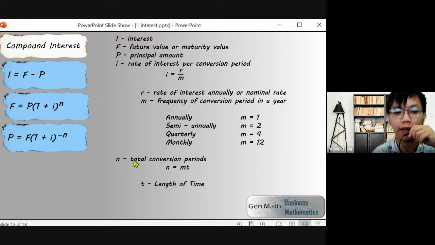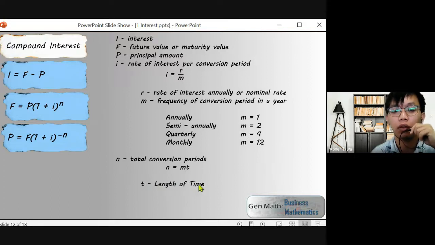Okay, dito naman sa N, how do you solve for the N? That is represented by total conversion periods, kung ilang ulit na mako-convert yung ating interest. So the formula for that will be N, which is equals to M times T. The M na gagamitin natin dito sa pag-solve ng I is the same M na gagamitin natin sa pag-solve ng N. So, kung ang M niya ay 2, then of course, we're going to use 2. Pag compounded monthly, yung maging M is 12. Okay? Then the length of time, that is T.